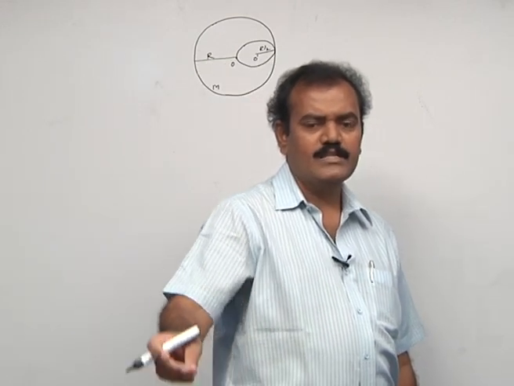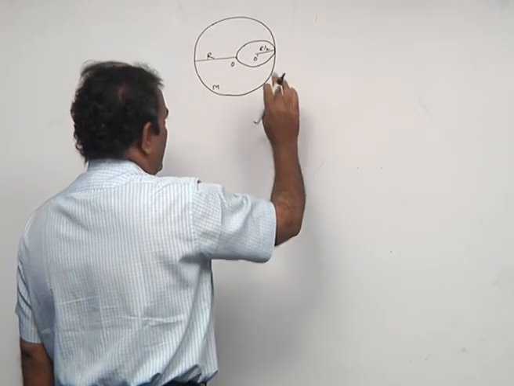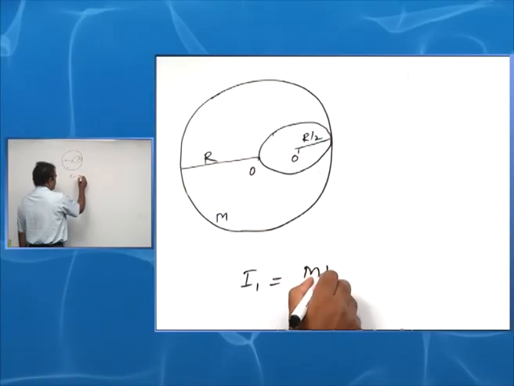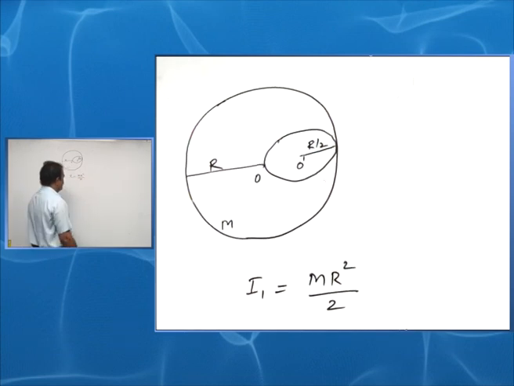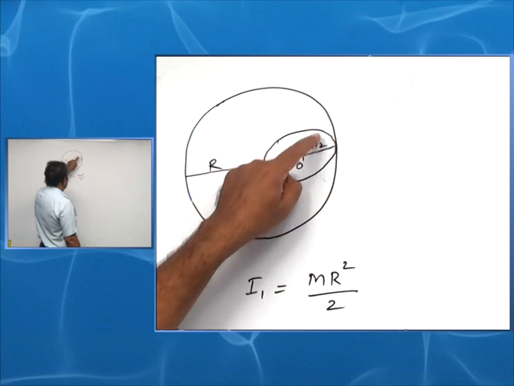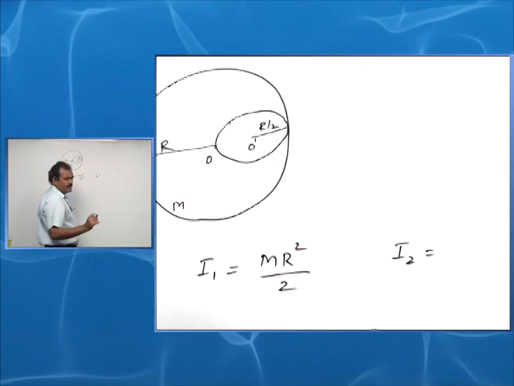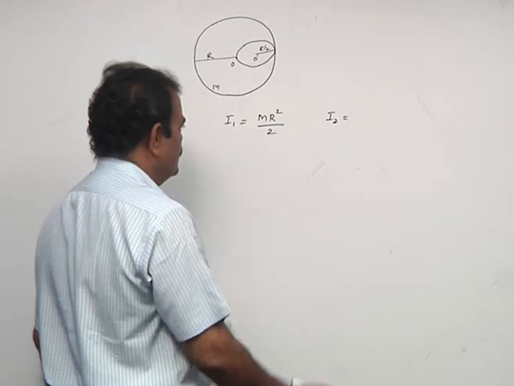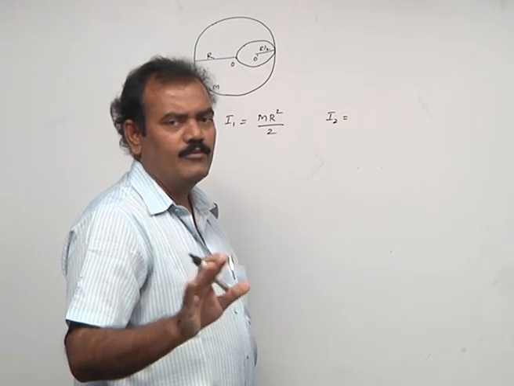One is the moment of inertia of that entire disk, and for that you already know that I1 is equal to mr square by 2. The second one is the moment of inertia of this one alone, the removed part, the removed disk alone. For that you have to take I2. That is the slightly difficult one to find out. After finding I1 and I2, you have to take I1 minus I2, which indicates the moment of inertia of the remaining portion of the disk about the O.